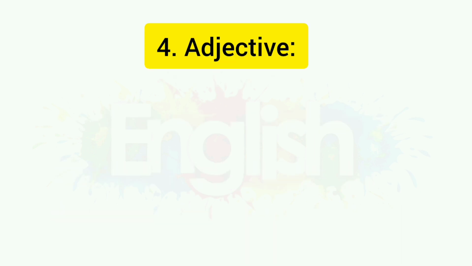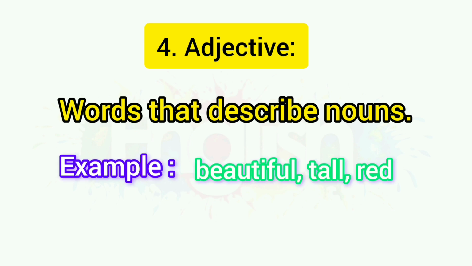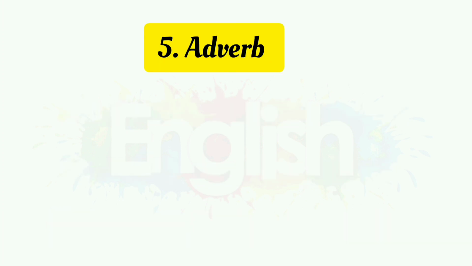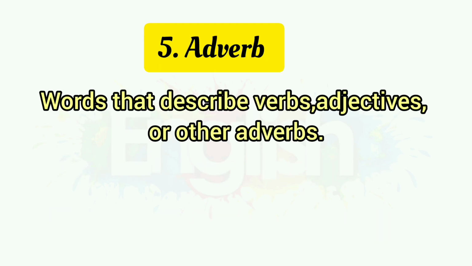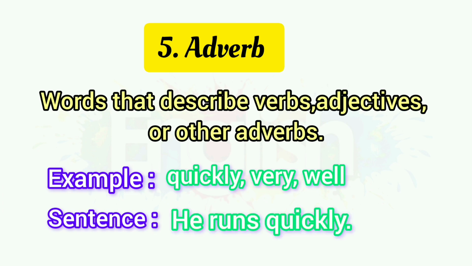4. Adjective: words that describe nouns. Example: beautiful, tall, red. Sentence: She has a beautiful dress. 5. Adverb: words that describe verbs, adjectives, or other adverbs. Example: quickly, very, well. Sentence: He runs quickly.